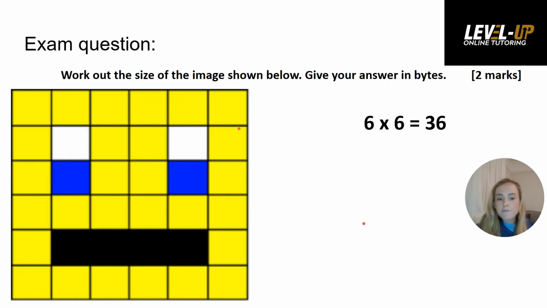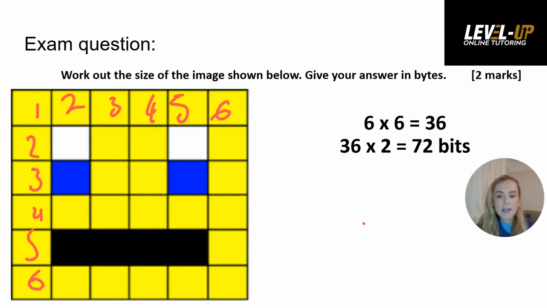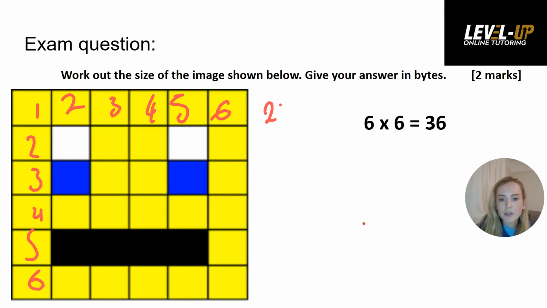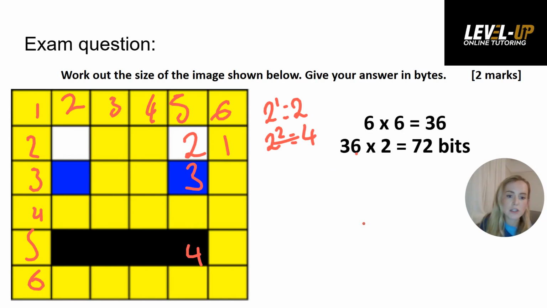Okay, so first, we are going to count the amount of pixels in the image. We have 6 across, 6 downward. 6 times 6 is 36, so there's 36 pixels in this image. The colour depth: 2 to the power of 1 only allows us 2 colours. 2 to the power of 2 is going to help us represent 4 colours. So we have 1 colour, 2 colours, 3 colours, 4 colours. So the colour depth here is 2. So all I'm going to do is 36 times 2, which is 72 bits.